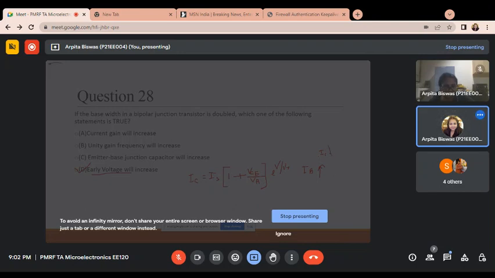From this equation you can see the relation between IC and the early voltage. If IC decreases, then the VA will increase. So from this equation you can verify that if the width of the base increases, the number of recombinations will increase. So IB increases but IC decreases. IC decreases, it means the early voltage increases. So the right answer is the fourth option.